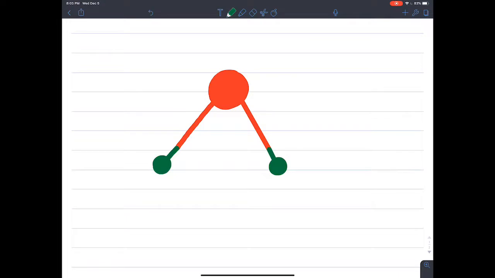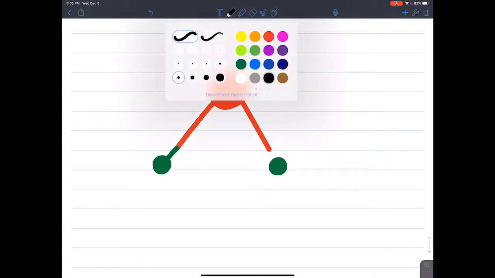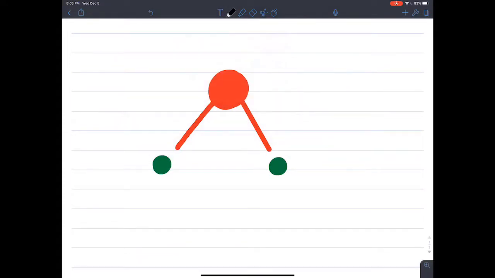Okay, so what am I trying to represent here? Well, right here is oxygen. Oh, that's fat. Undo. I undid way too many. Shoot, can't go backwards. All right, we'll roll with it. We're good.